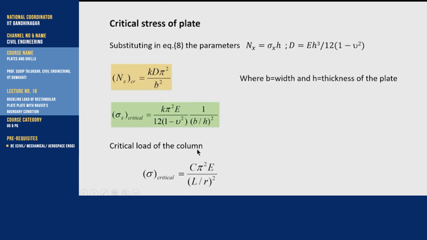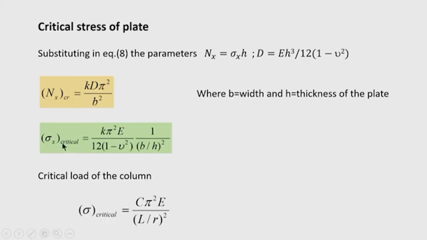In both the cases, you can see that critical stress depends on the material property, that is E. E is the most important parameter which influences the critical load. Then in the case of the plate, you are finding this non-dimensional parameter which is b by h square, but in the case of the column it is found as L by R square, because R is the radius of gyration which is coming from the moment of inertia term.